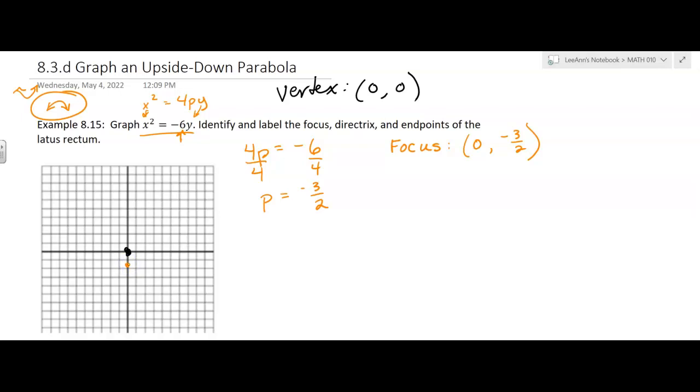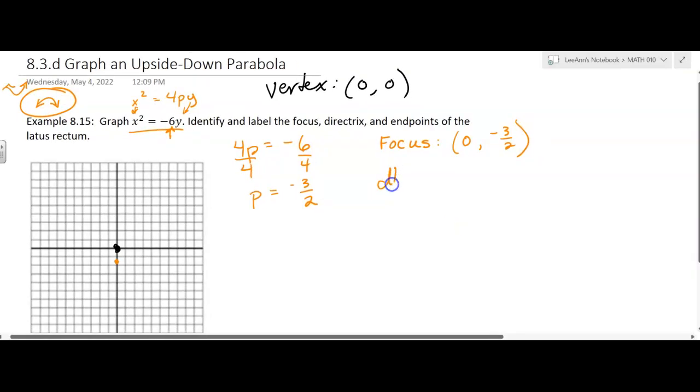Okay, so that's that. The directrix is going to be on the other side, and it's going to be y equals 3 over 2. It has to be on the other side of the vertex. Okay, so that's y equals 3 over 2. Okay?